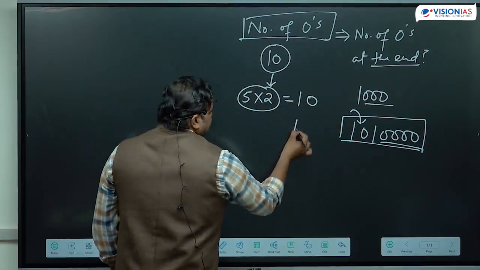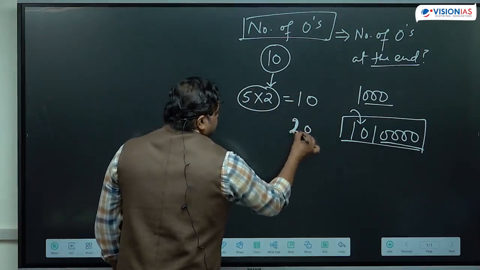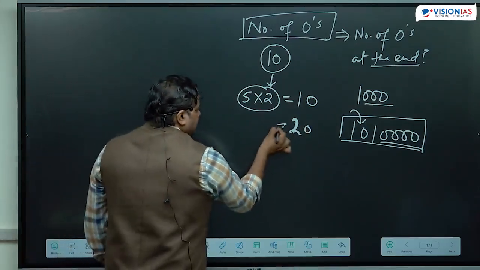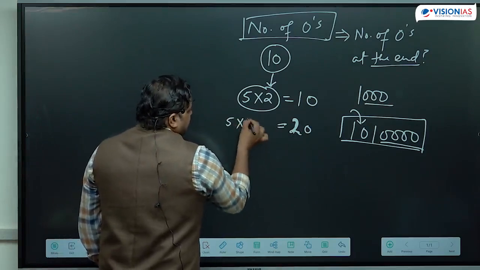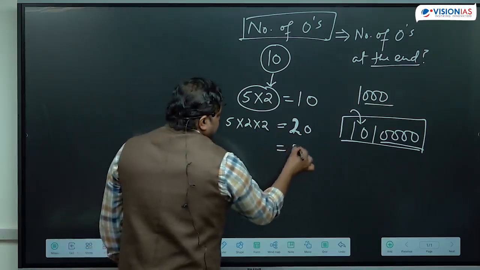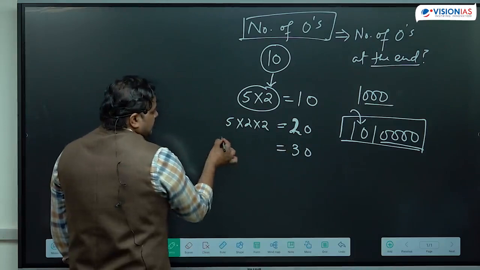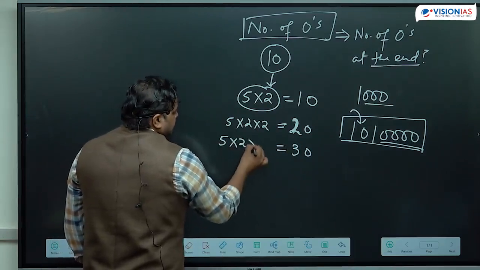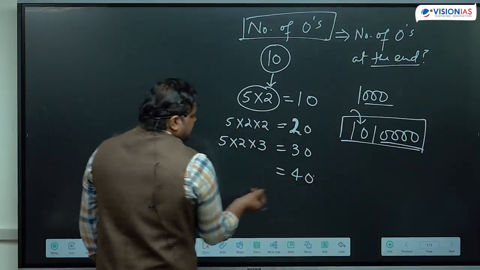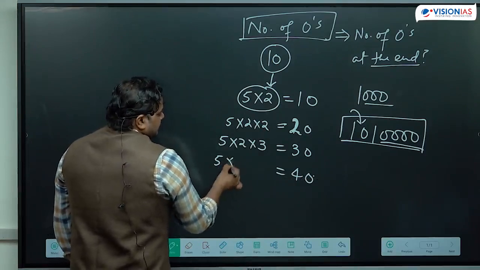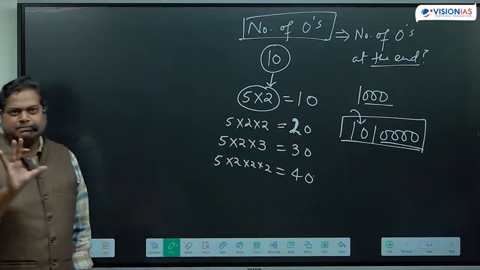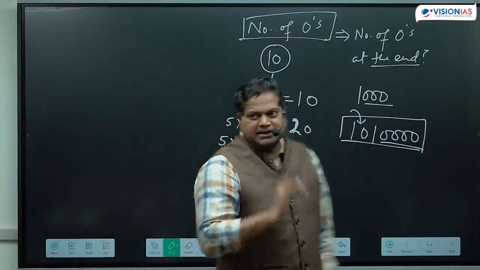If I write 20, maybe there is one 0. How can we write 20? 5 into 4, or 5 into 2 into 2. If I write 30, how can we write 30? 5 into 2 into 3. If I write 40, maybe there is one 0, how can we write it? This way I can write. Can we see some pattern? What pattern can we see?